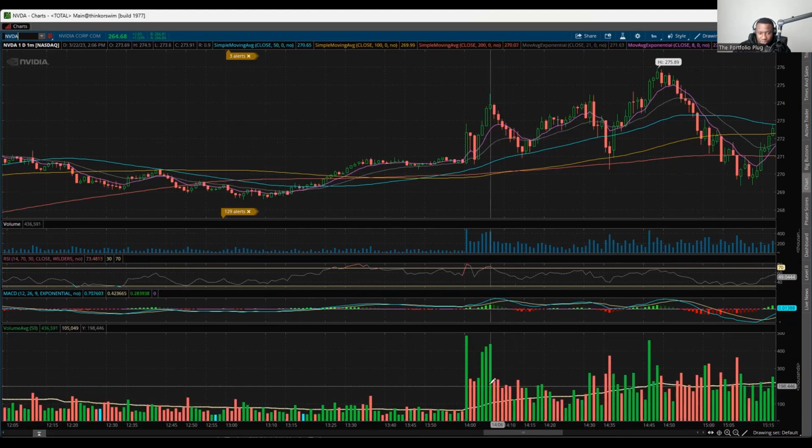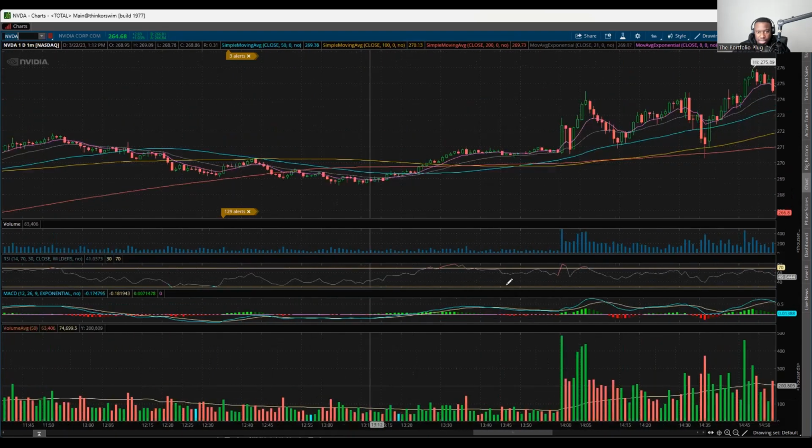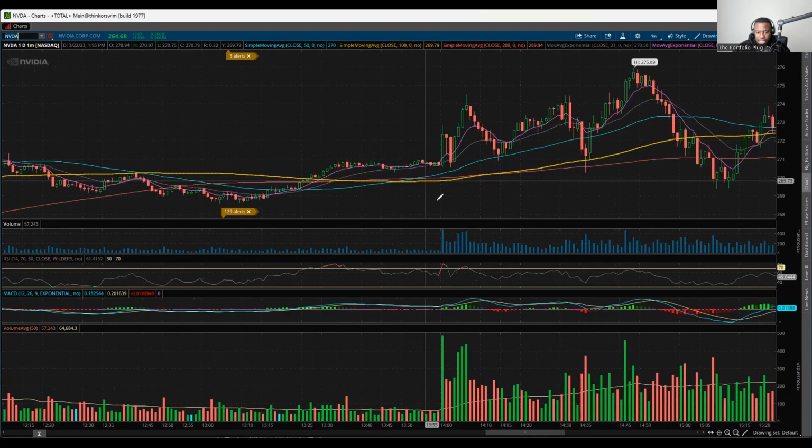This is your volume candles right here. So if you're going to get in calls, you do not want to get in calls if there's low volume. Right here, if you notice, the volume is not high. Going back, you can see that when it's low volume, you get sideways price action.